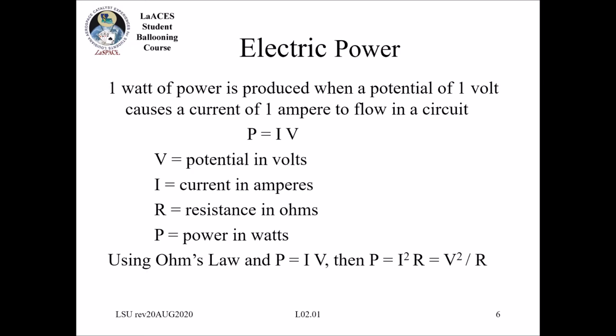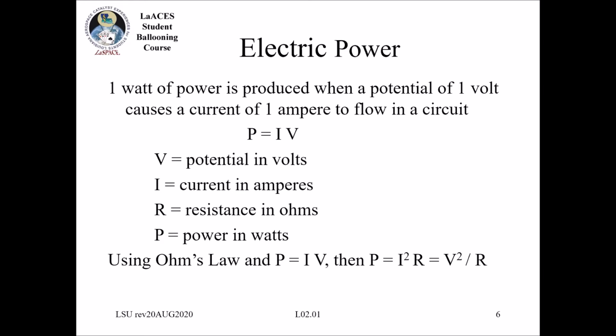Also, we want to talk about power. So power is measured in watts, and 1 watt of power is produced when a potential of 1 volt causes a current of 1 ampere to flow in a circuit. And this is an important relationship: P equals I times V, or P equals current times voltage.